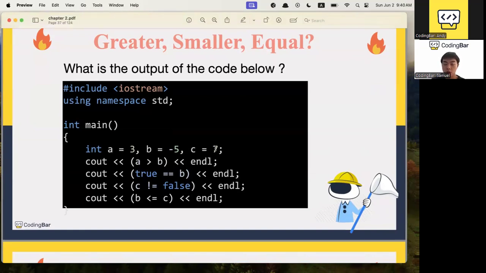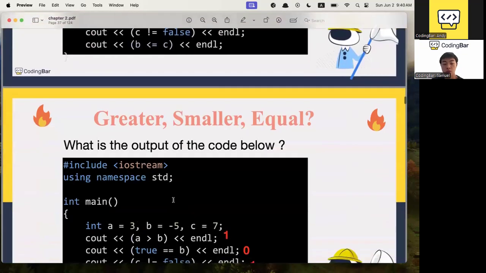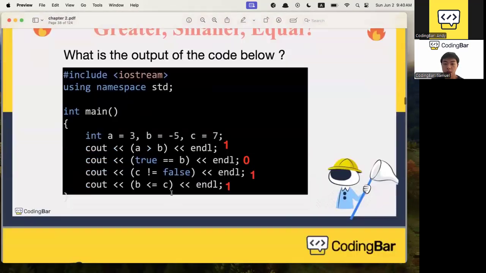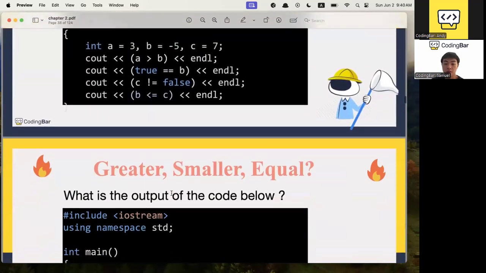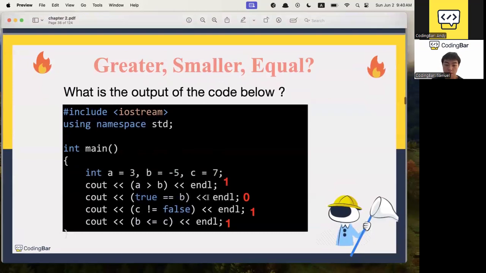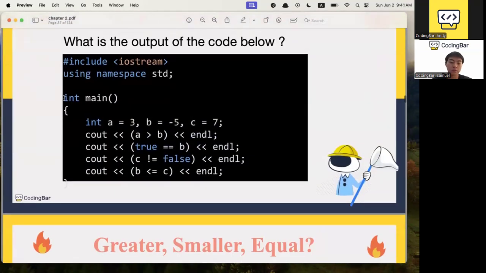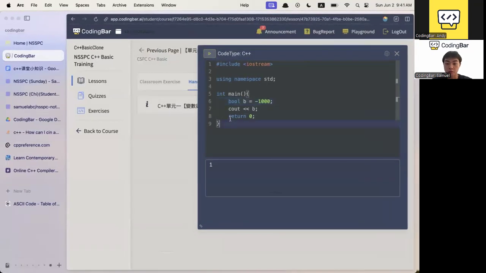And C not equal to false. 7 will be converted into true. So true not equal to false, which is true. So this one is true as well. And B smaller equal than C. So this is true. Looks like all of this is true, or is it? It is not. True equal B, this is 0. Let's try to run this. And why is that so?